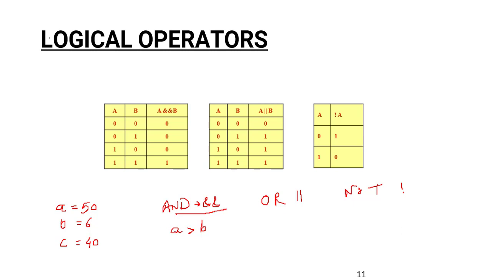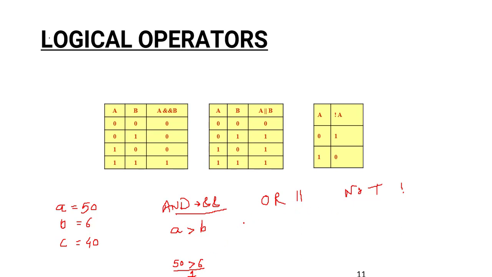A is 50. You can see from here A is 50, and what is B? B is 6. So if you try to convert it, 50 greater than 6, right? If you look at the answer, what is going to be the answer? 50 greater than 6 is going to be true, and in C programming, true, that is non-zero, will give you the 1.